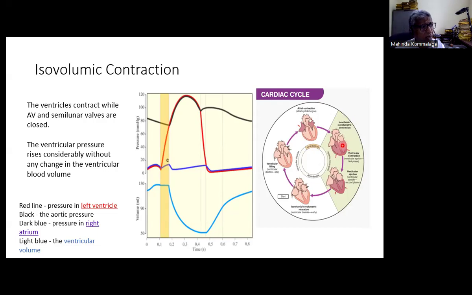So if the volume is constant and there is no way to move the blood anywhere, and the ventricle is contracting because of the electrical activity, what will happen to the ventricular pressure? What should happen to the ventricular pressure? What should happen to the ventricular pressure?